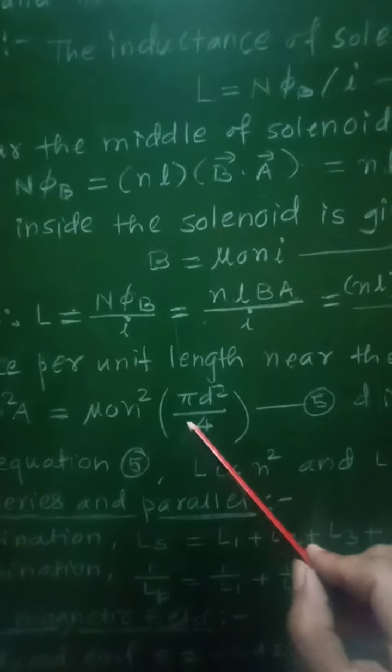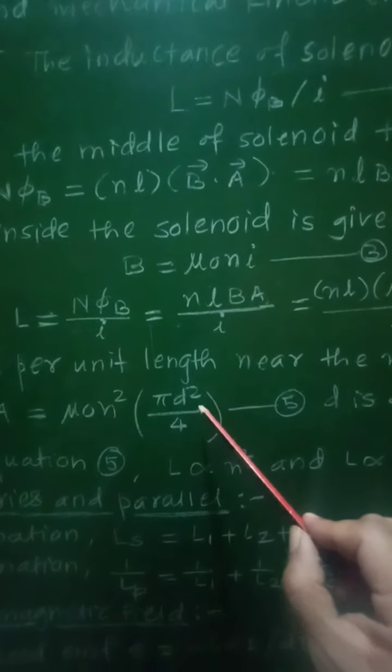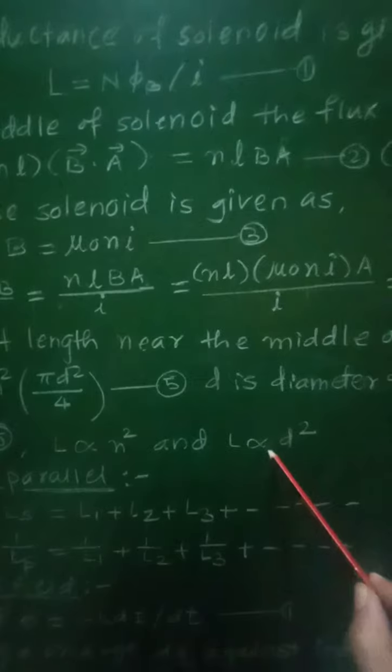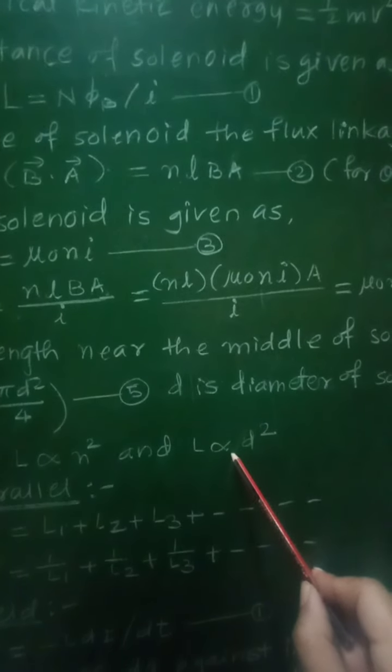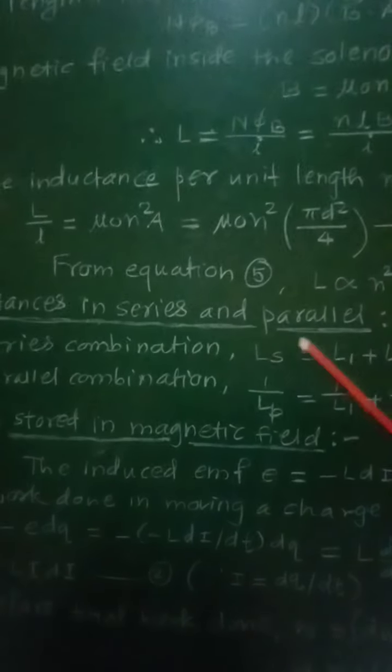Similarly, inductance per unit length will be proportional to the square of the diameter of that solenoid, that is L proportional to d square. And now let us see the inductances in series and parallel. So inductances can be connected in series as well as parallel.